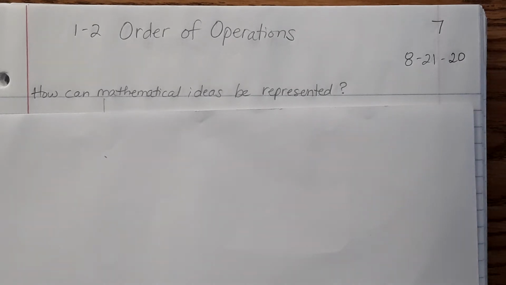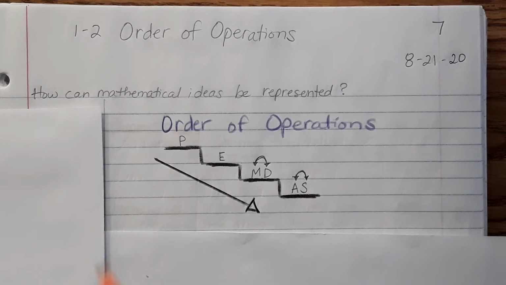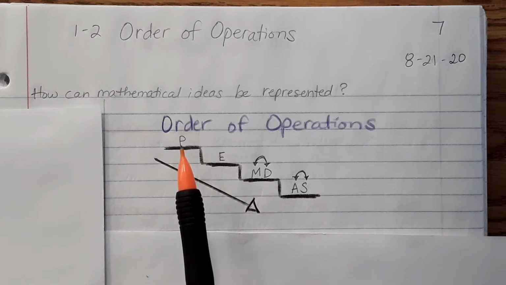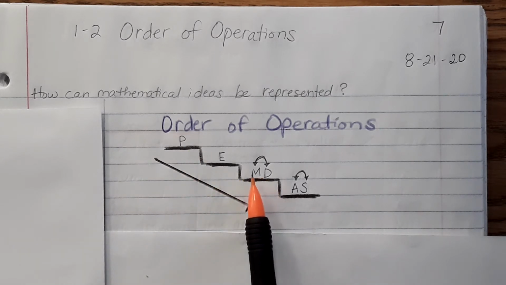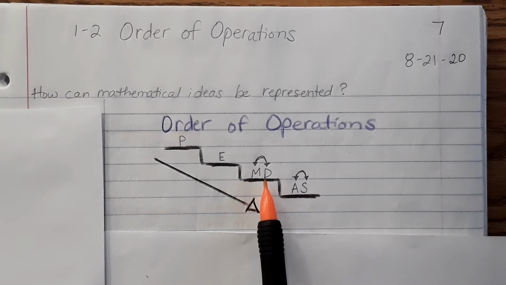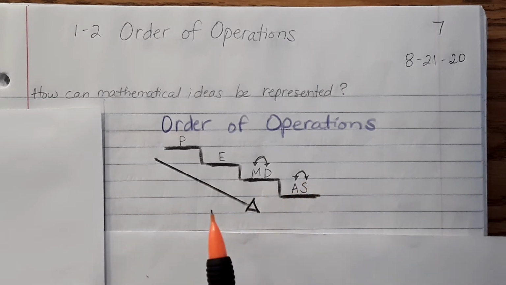And in order of operations, you've probably heard PEMDAS, or please excuse my dear Aunt Sally, to help you remember that as an acronym, PEMDAS. I've listed it here as steps that you need to take. P for parentheses, E for exponents, M and D, multiply and divide, either one, whichever comes first when you go left to right. And then finally add and subtract, either one, whichever comes first when you go left to right.